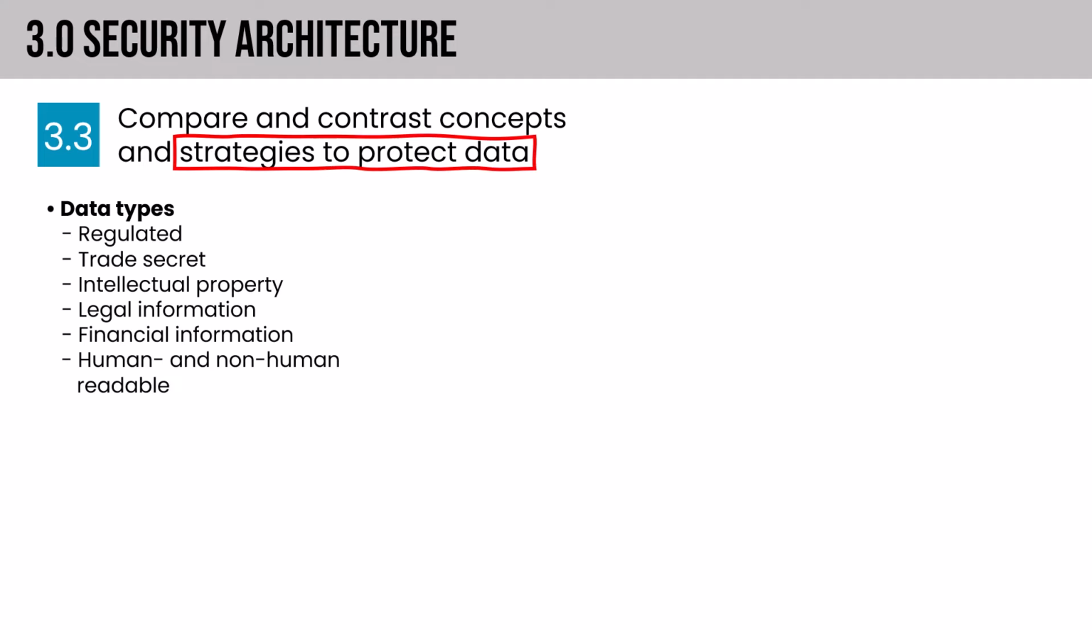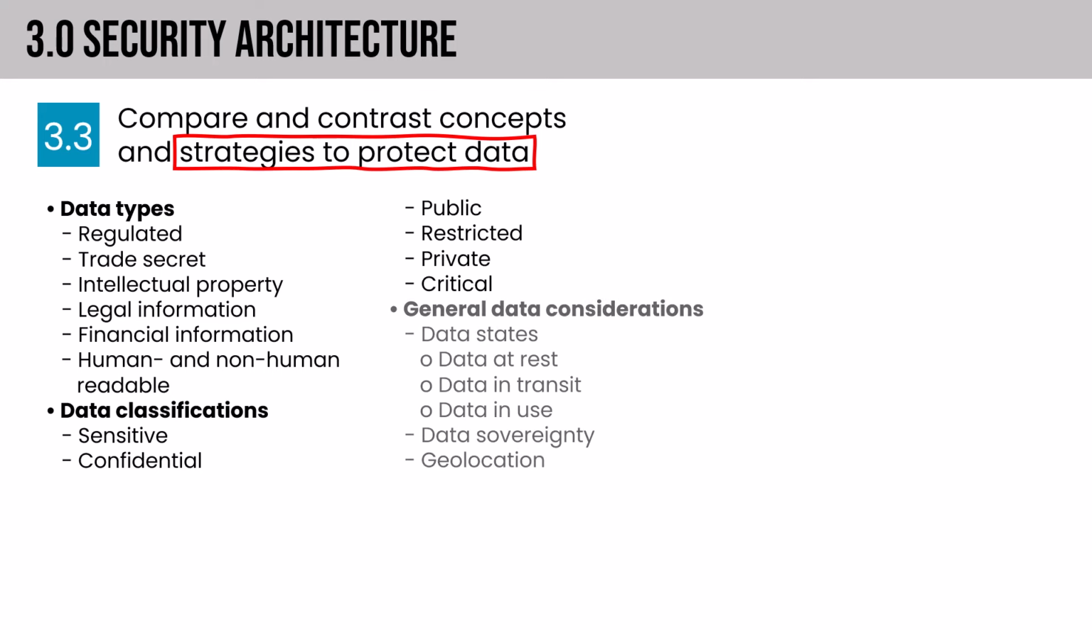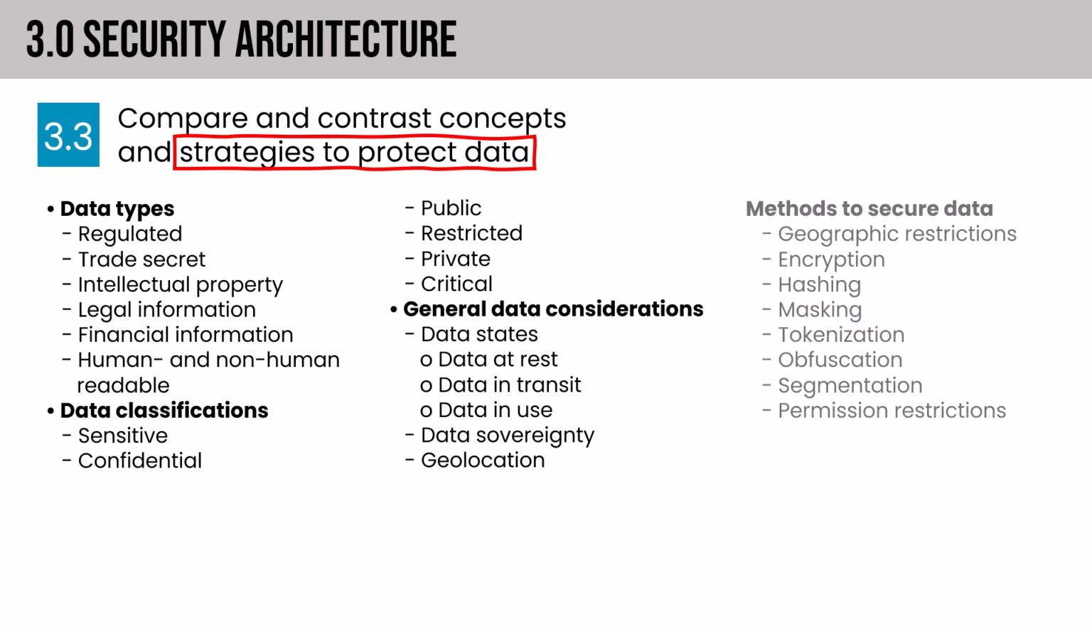We'll begin with a look at data types before reviewing a number of data classifications, and then moving into a category called General Data Considerations, where we're going to focus on the state of our data before we review methods we can use to secure that data. So from a process perspective, we identify the data type, apply the appropriate classification, identify the states where that data will be exposed, and then choose the appropriate methods to secure.